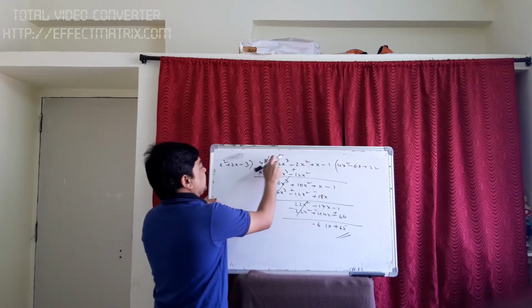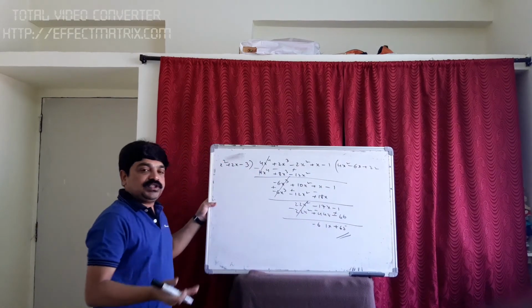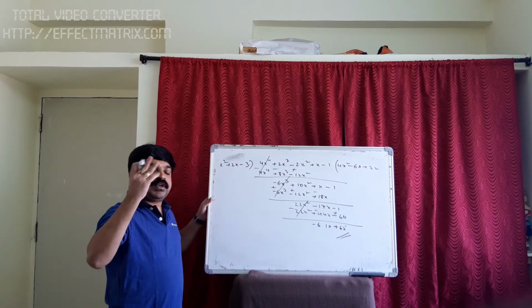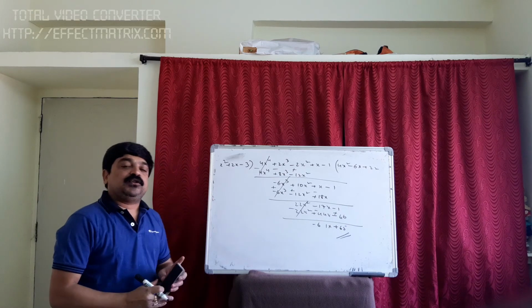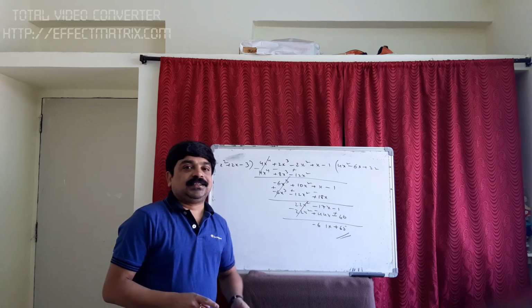This is P of x, G of x, Q of x, R of x. You check it with these 3 problems. I have given 3 problems in your worksheet to check and verify the division algorithm. This is for the date 30th March.